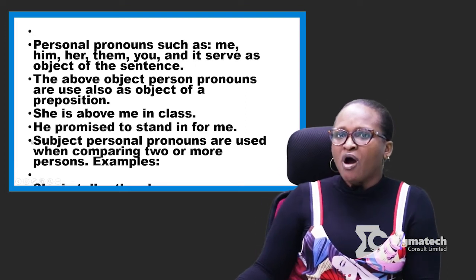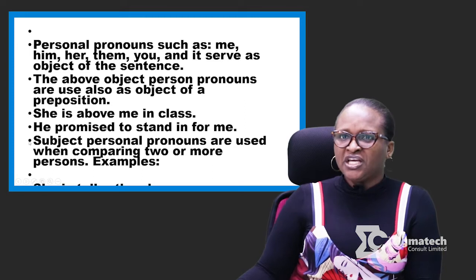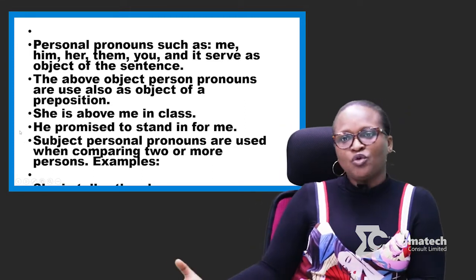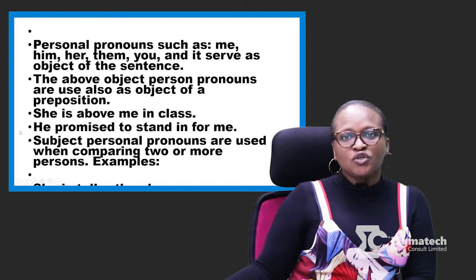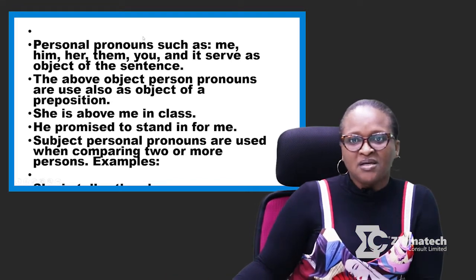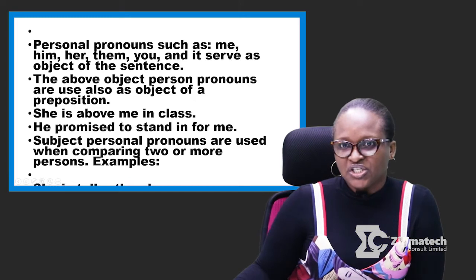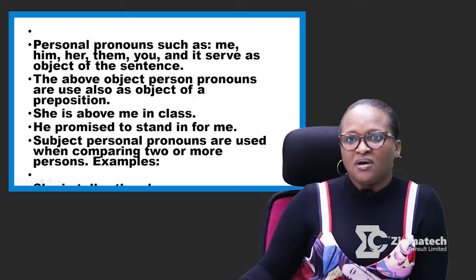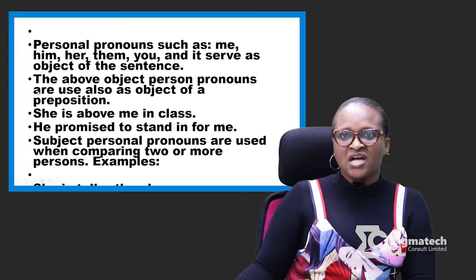Now, it would be wrong for me to say, she kicked he, because somebody is receiving the action. And who is receiving the action? A male. So I have to go for a masculine personal pronoun object, which is him. So it becomes, she kicked him. That means him is the one receiving the action.